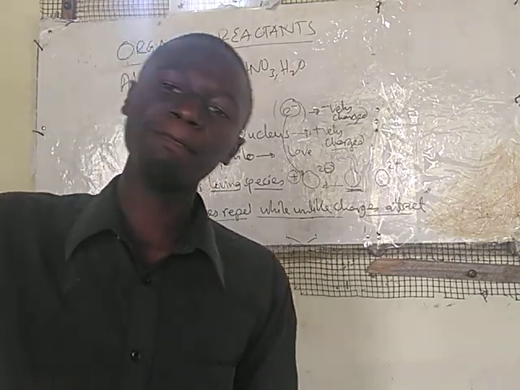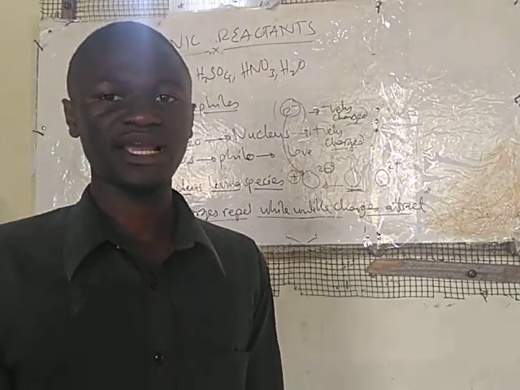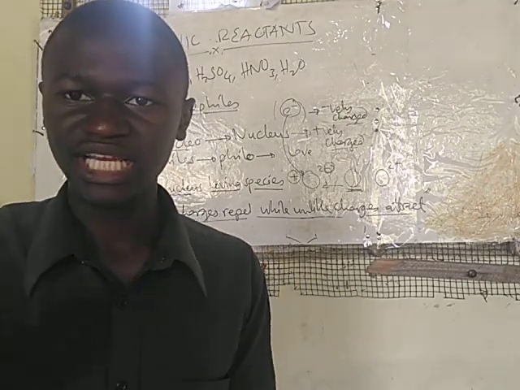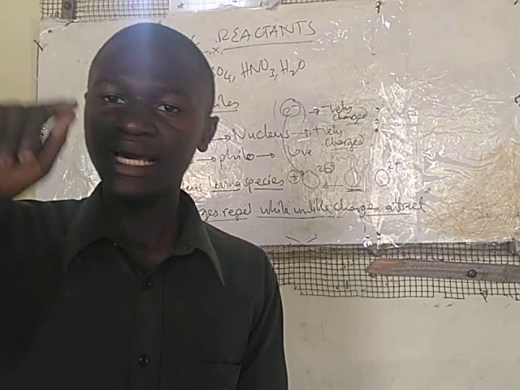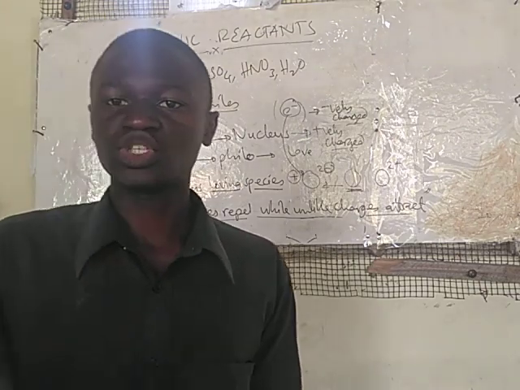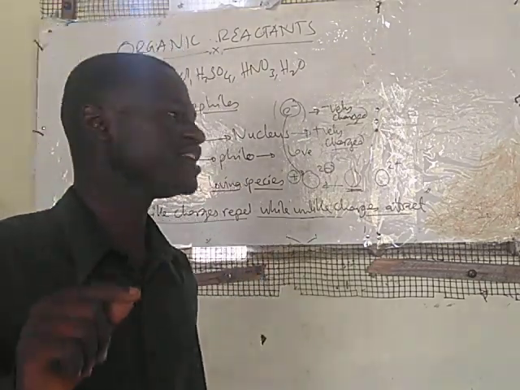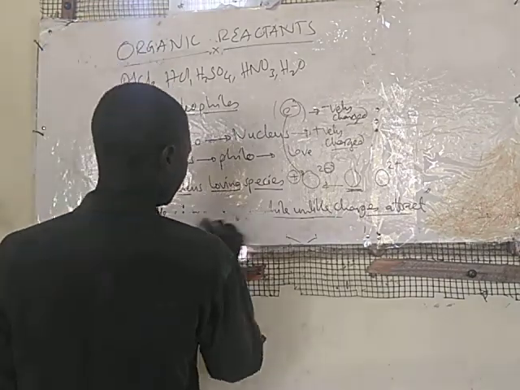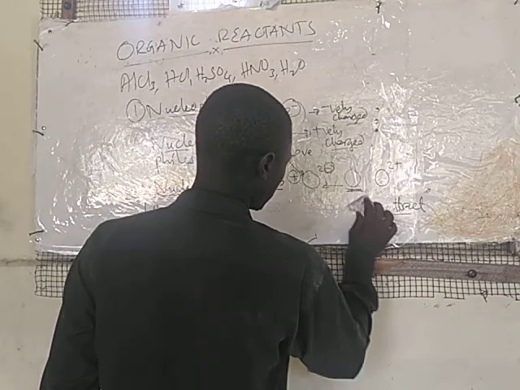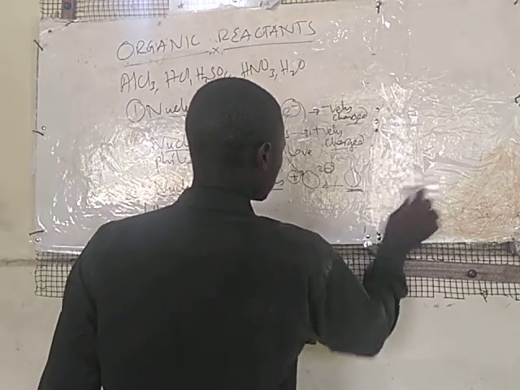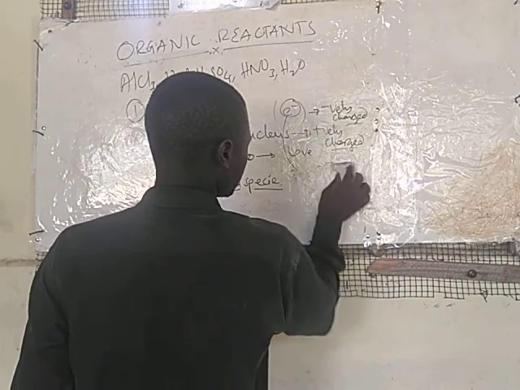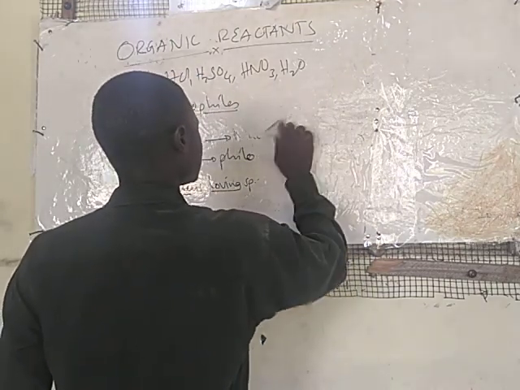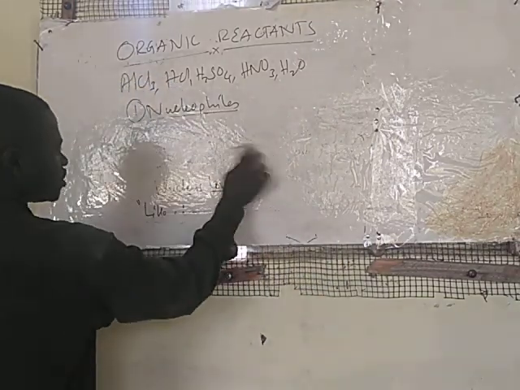But if we come back to the principles of chemistry, a negatively charged species must be rich in electrons. So that's where we start defining the nucleophile. If you have already understood that nucleophiles are negatively charged, it means they are rich in electrons.